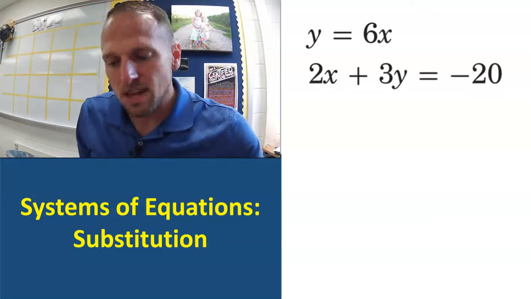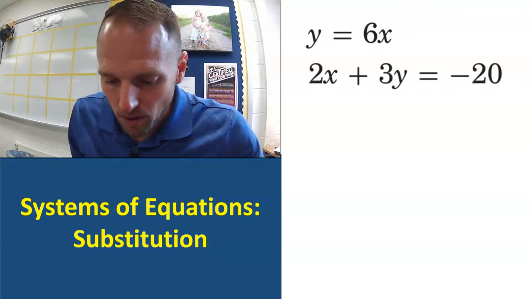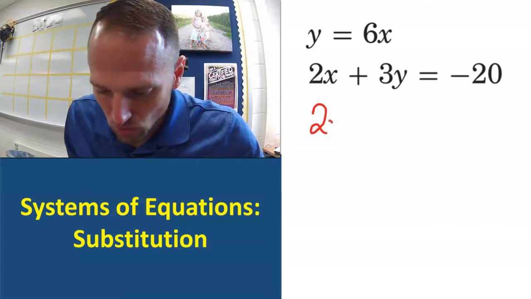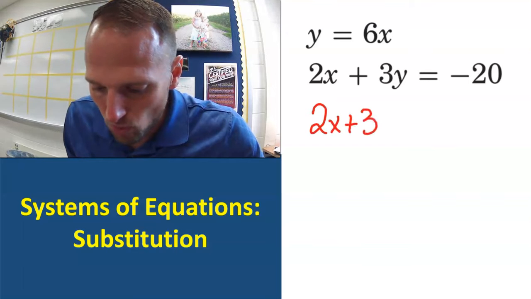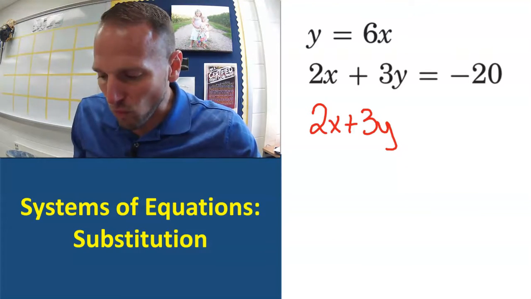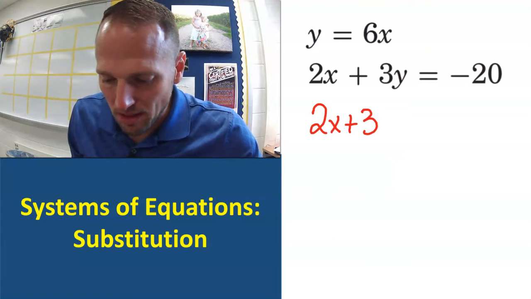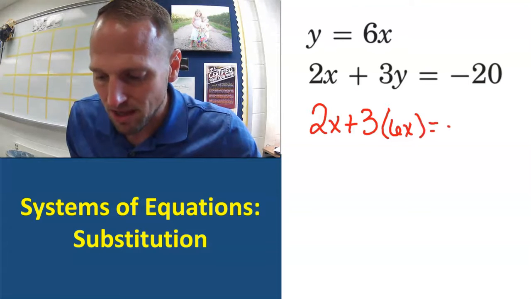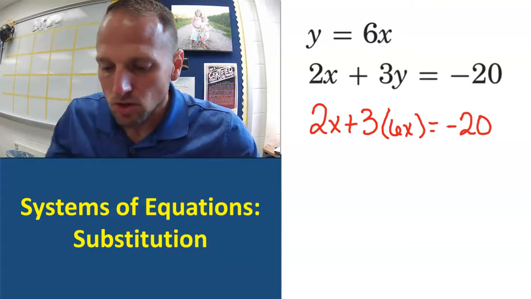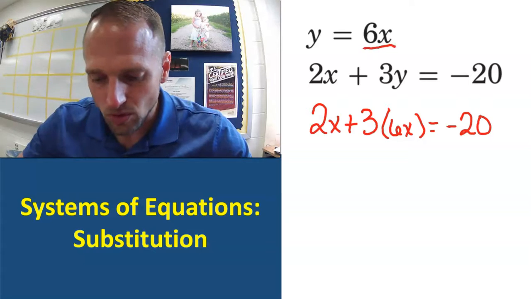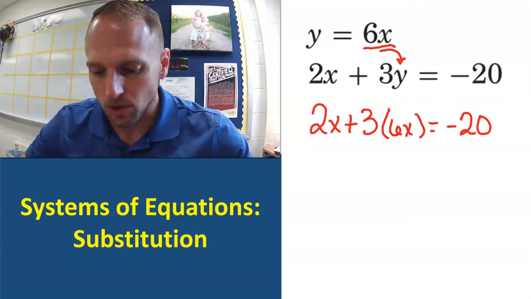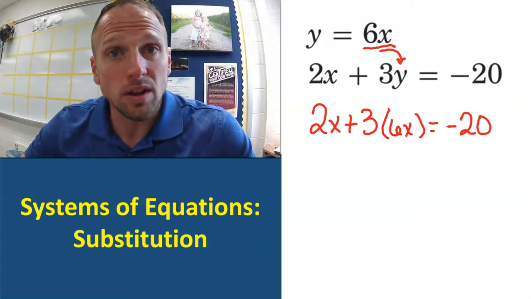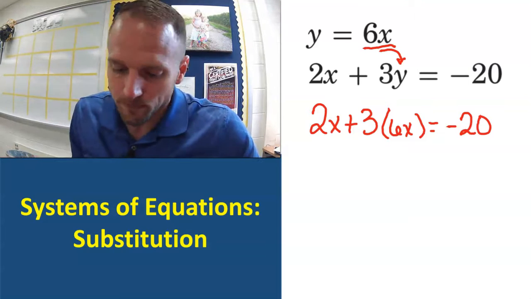And since y is the same thing as 6x, I'm going to rewrite this bottom equation, 2x plus 3y. But instead of y, I can write in there 6x. Because y is the same thing as 6x. So what I'm going to do is I'm going to substitute that 6x in for the y in the second equation. Okay, now we've only got one letter in that equation, so we can actually solve this.